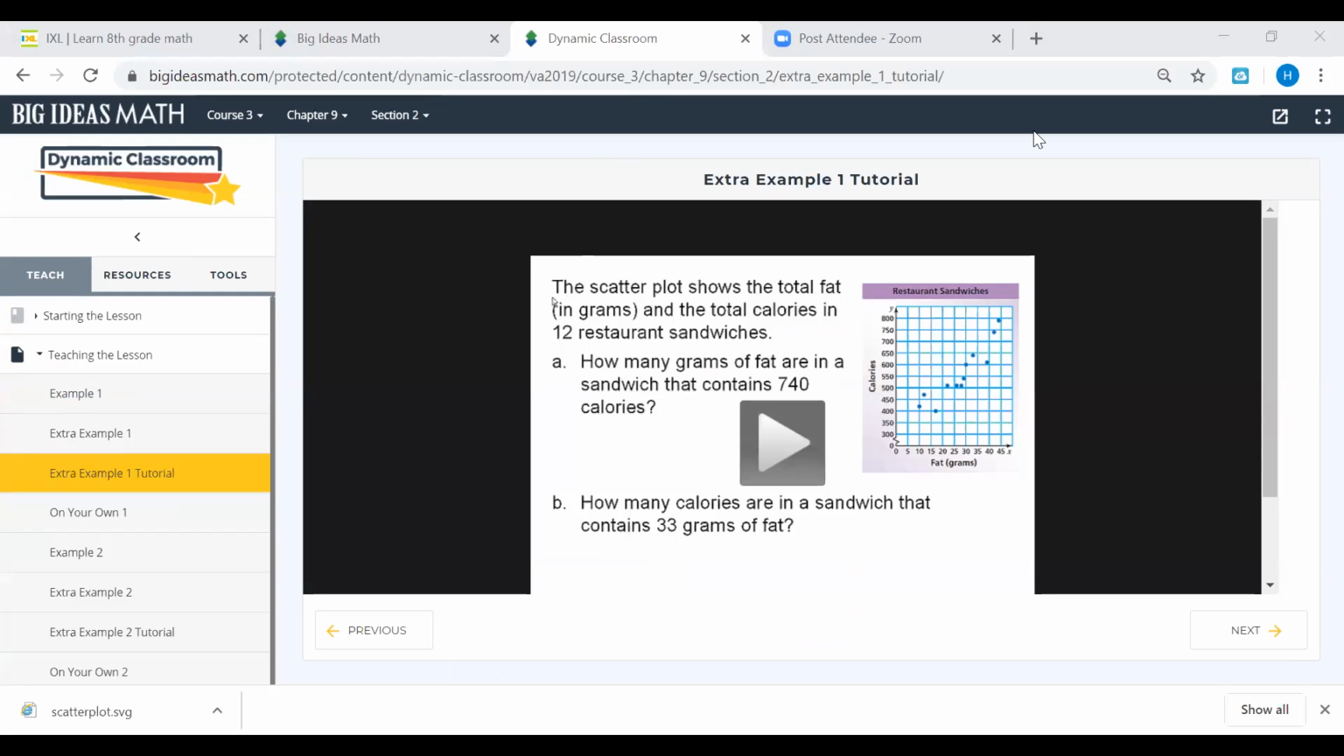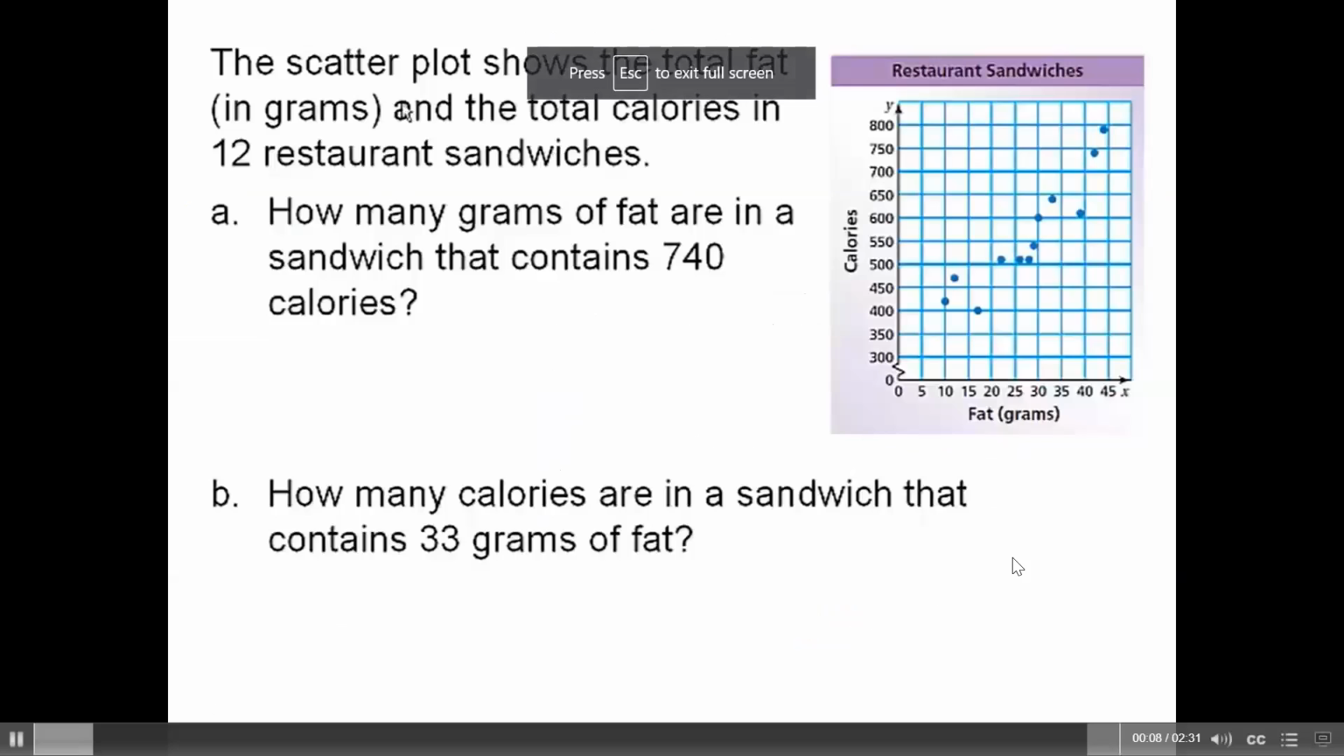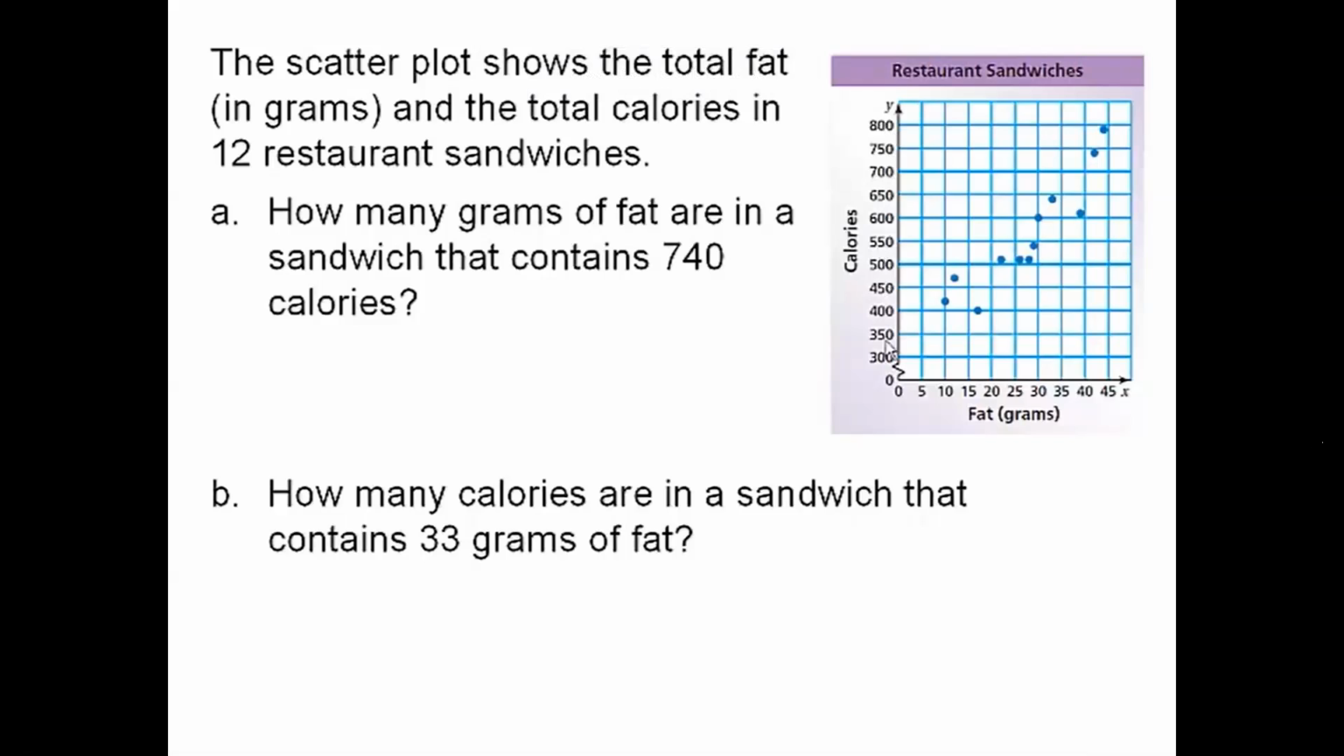And this tutorial, extra example 1 tutorial, is for interpreting a scatter plot. The scatter plot shows the total fat in grams and the total calories in 12 restaurant sandwiches. First, let's define scatter plot. A scatter plot is a graph that shows the relationship between two data sets. In this case, we have fat in grams as one of our data sets, and the other is calories. So, the two sets of data are graphed as ordered pairs in a coordinate plane to show the relationship.